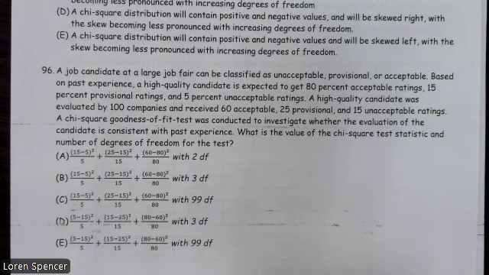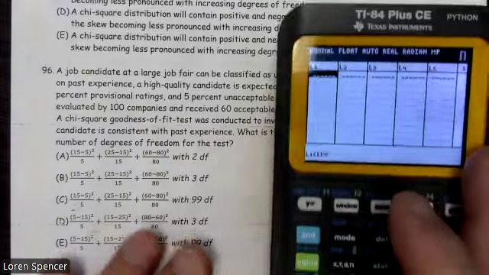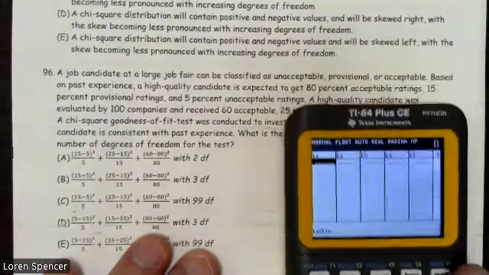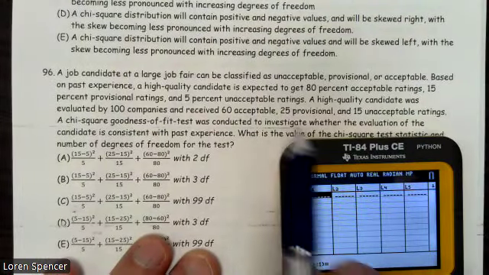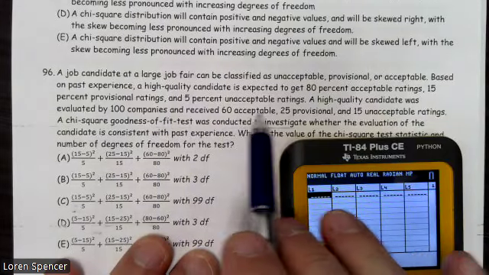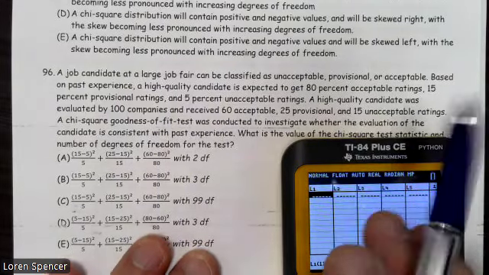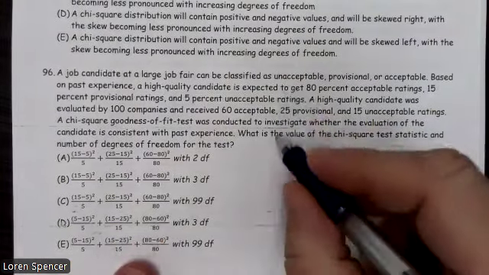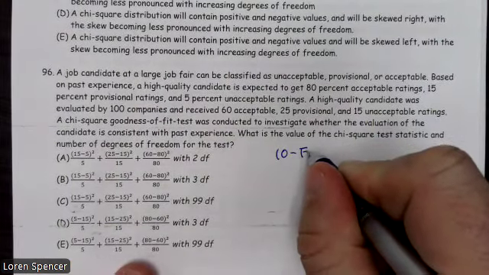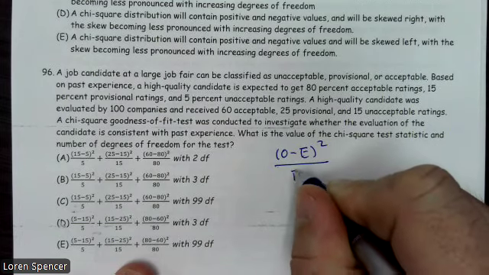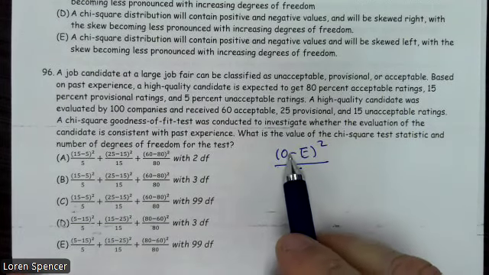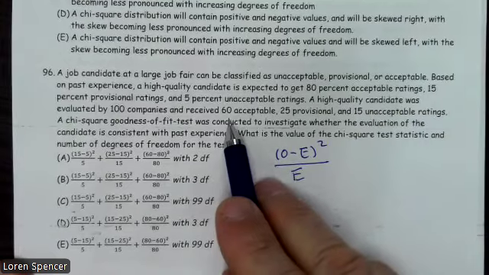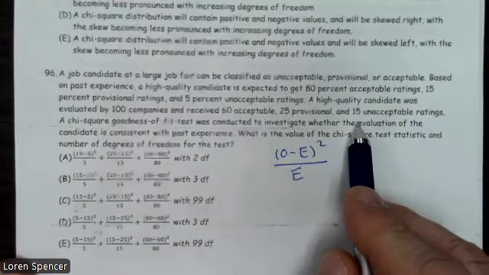All right, so L1 is where you're going to put your observed values in, and then L2 is going to be your expected. So let's go ahead and do this real quickly. In L1, what did I observe? I observed 60, 25, and 15. Well, remember my formula is observed minus expected squared over the expected. So my observed numbers need to be 60, 25, and 15.